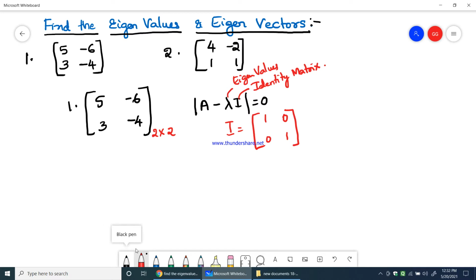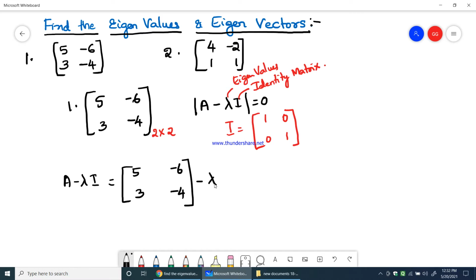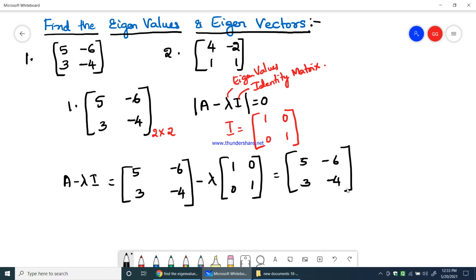Now, the determinant of A minus lambda I. First we'll check what A minus lambda I is, which is equal to 5, minus 6, 3, minus 4, minus lambda into 1 0 0 1. Now the lambda gets multiplied with all the elements here, which gives 5, minus 6, 3, minus 4, minus lambda 0 0 lambda. So this is the matrix we get.